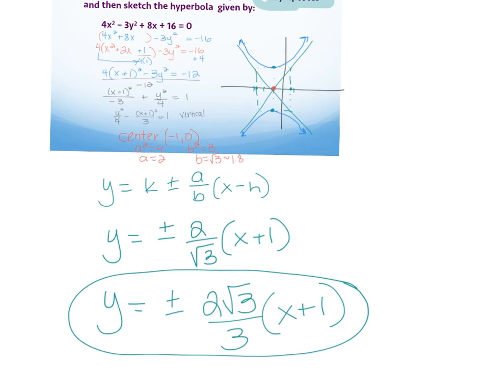Isabella. The k is 0. It's the y coordinate of your center.